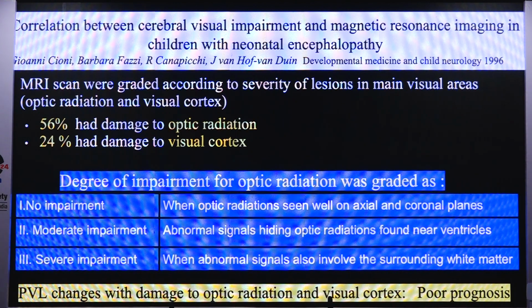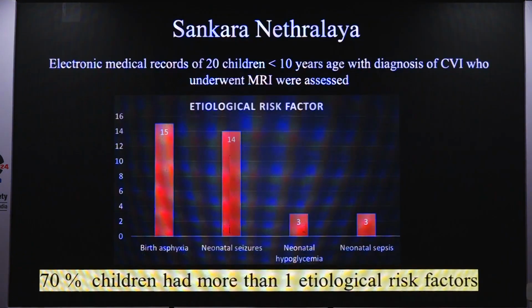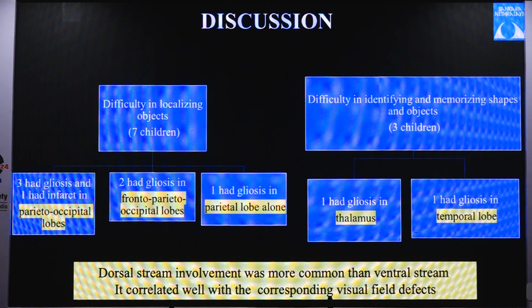Sioni et al. also reported MRI scans correlating with CVI in patients with neonatal encephalopathy, and they found that PVL changes with damage to the optic radiation spelled poor prognosis. We reviewed the files of 20 children less than 10 years with a diagnosis of CVI, and in our group we found 70% had more than one etiological risk factor, with birth asphyxia being the commonest. And we found that dorsal stream involvement was more common in our group than ventral stream, and it correlated well with the corresponding visual fields.